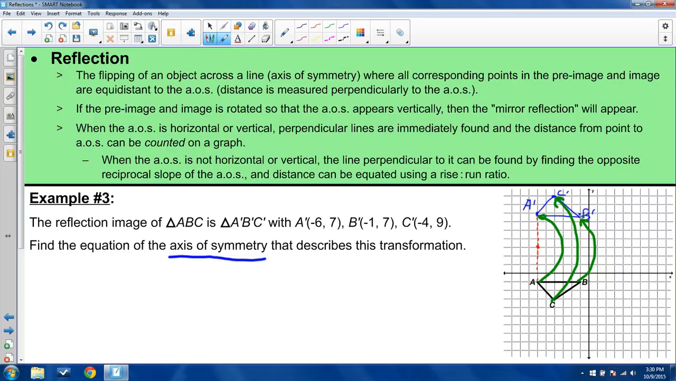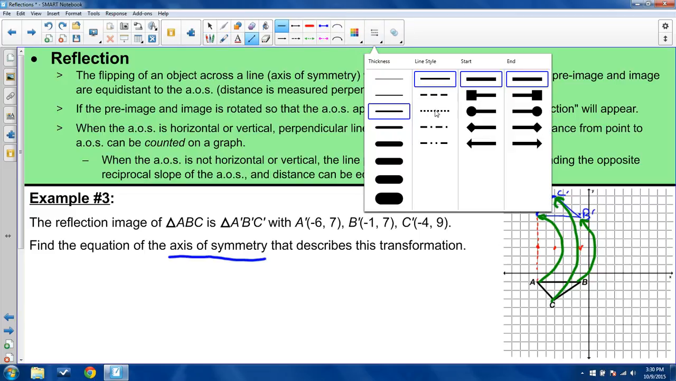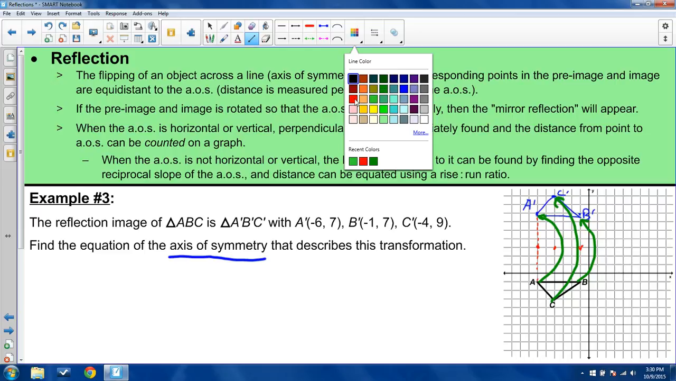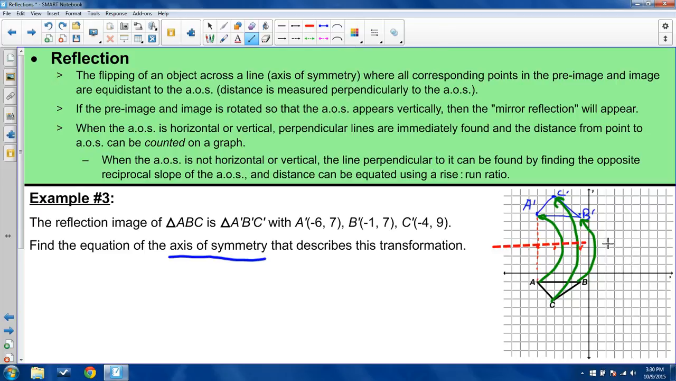B and B prime are also 8 away. So 1, 2, 3, 4 up will give you the same thing. And C and C prime, 1, 2, 3, 4, 5, 6, 7, 8, 9, 10, 11, 12 away. Half of that, 1, 2, 3, 4, 5, 6, should also be the same distance. So it looks like this axis of symmetry is all falling right here on the line y equals 3. So it's going right across there.